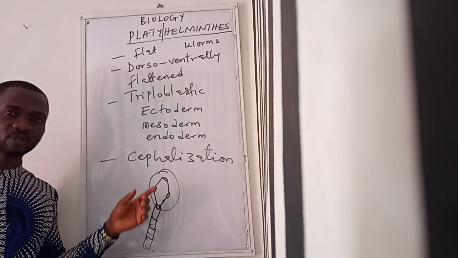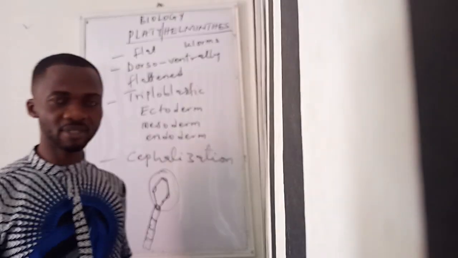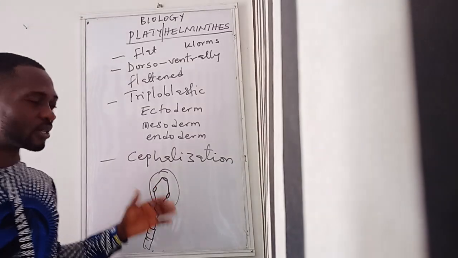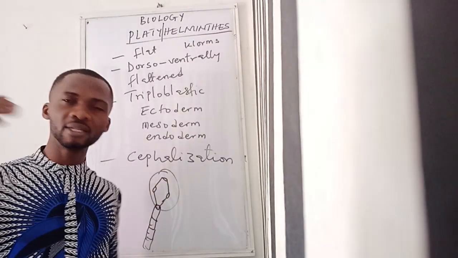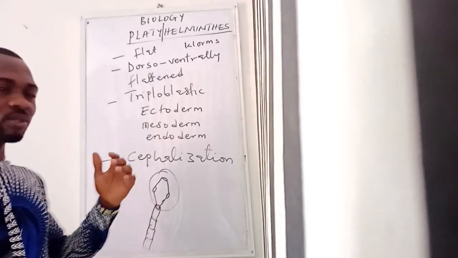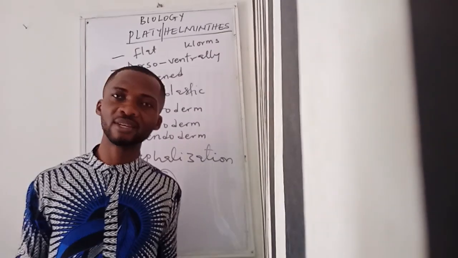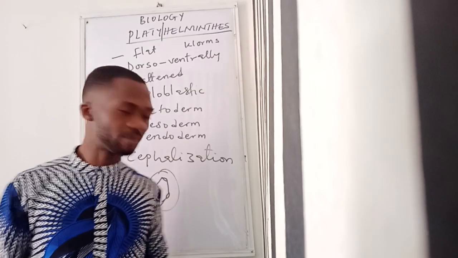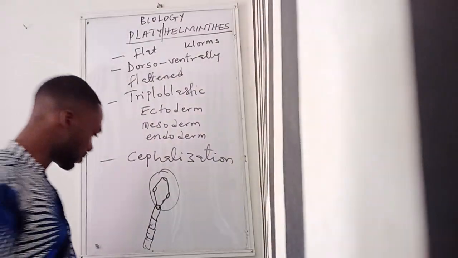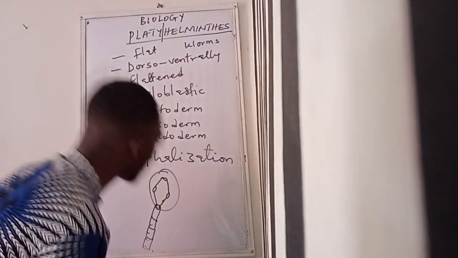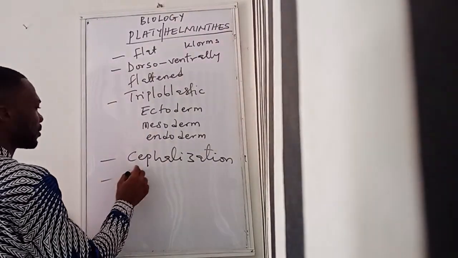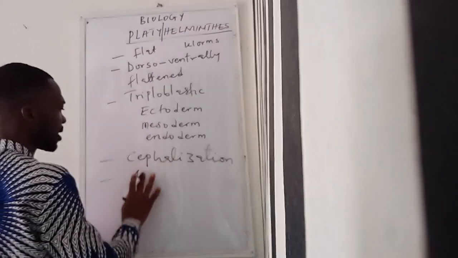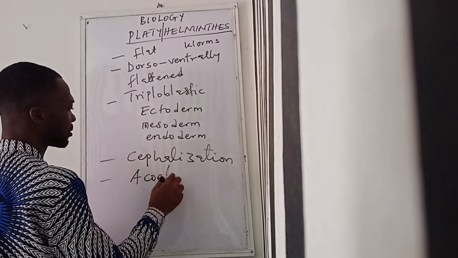So this cephalization started from platyhelminthes. It is important you know this. That means that other organisms from nematodes, annelida, arthropoda, echinodermata, all these ones are cephalized. So cephalization started with platyhelminthes. Then it is also important to note that members of this group are also acoelomates. Acoelomates, I think I've mentioned this before. They are acoelomates.